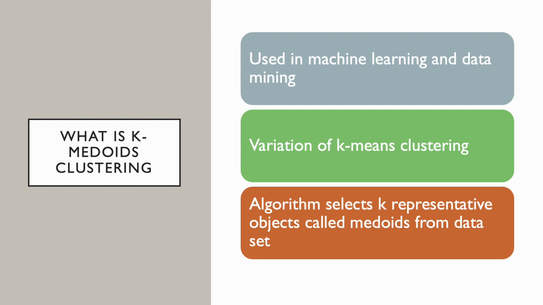In k-medoids clustering, the algorithm selects k representative objects called medoids from the dataset and assigns each data point to the nearest medoid. K-medoids works by identifying clusters of similar data points by continually updating the medoids. It repeats the assignment and update steps until the medoids no longer change or the maximum number of iterations is reached.